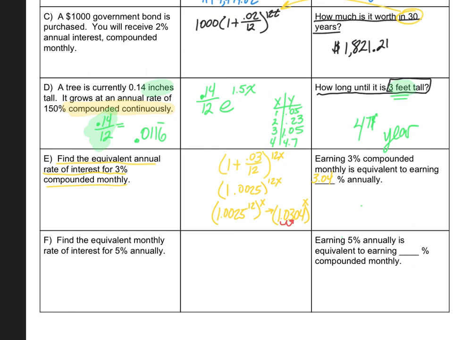Now the next one's a bit of a typo, I believe, because it says find the equivalent monthly rate for interest compounded 5%. If that were truly the question here, all we would have to do is take the 5% and divide by 12, because that's the equivalent monthly rate. But I think what this is talking about is finding the annual return actually if we have a monthly rate. So it's going to be just like the other one. 1 plus the 0.05 divided by 12. And this is monthly, so it would be 12t.